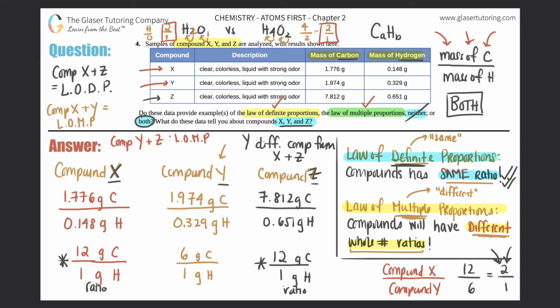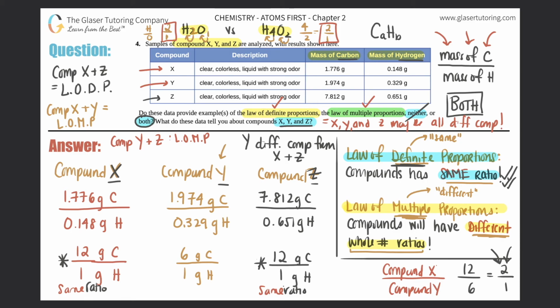But were the compounds the same? No. H2O versus H4O2. So can we say that X and Z are the same compound? No. They have the same ratio, but we are not certain that they are the same compound. So actually, X, Y, and Z may be all different compounds. I'm just going to put comp for compounds. So that's what the data tells you. X, Y, and Z can technically be all different compounds.